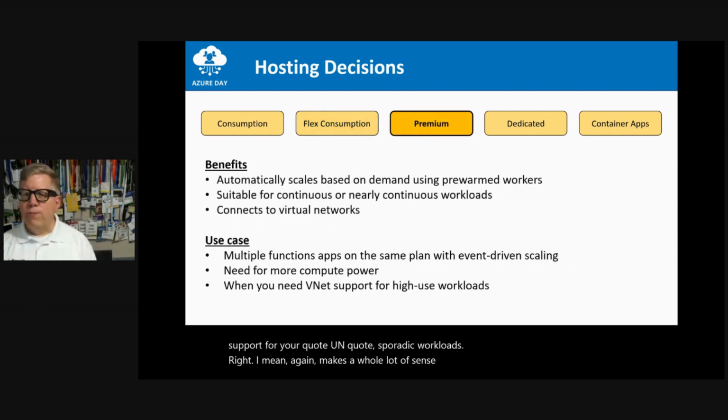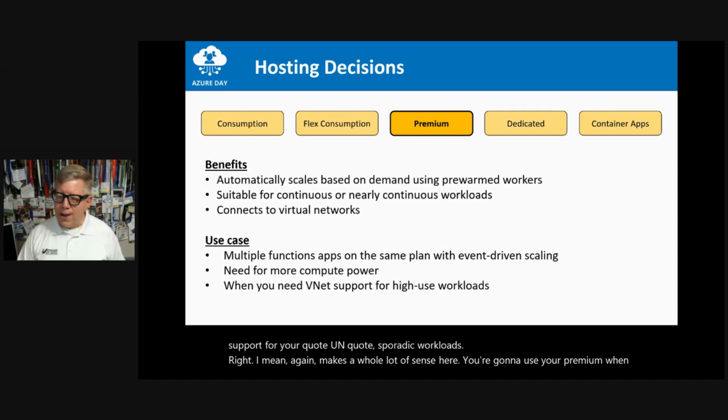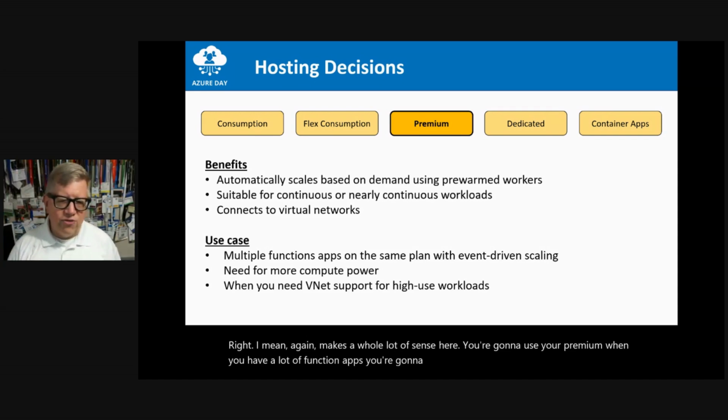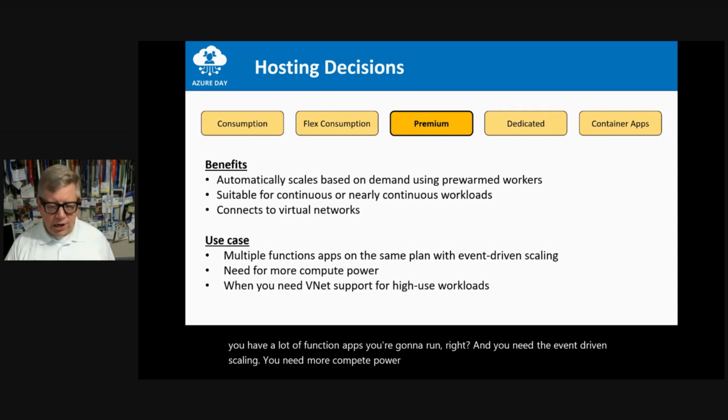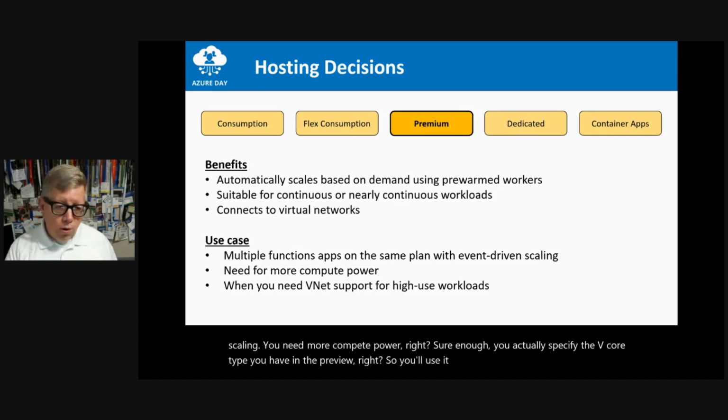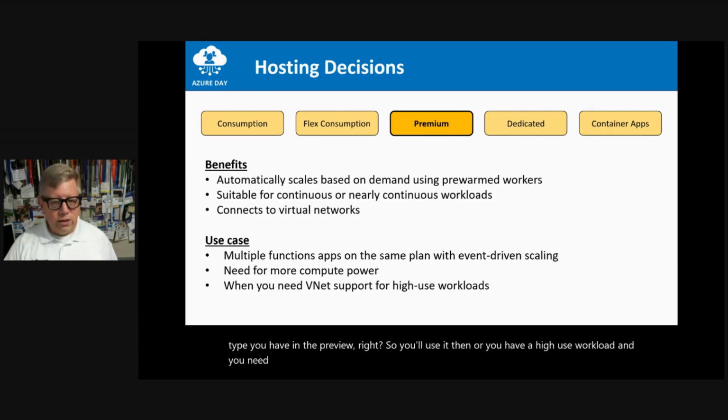You're going to use your premium when you have a lot of function apps that you're going to run, right? And you need the event-driven scaling. You need more compute power, right? Sure enough, you actually specify the vCore type you have in the preview, right? So you'll use it then. Or you have a high use workload and you need virtual networking, then the premium will make sense there.